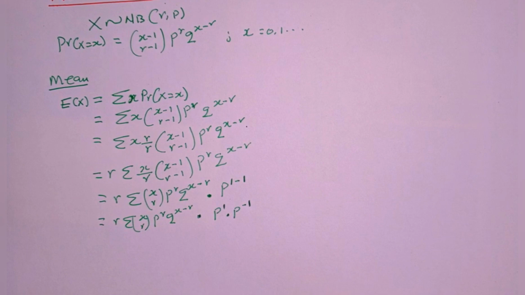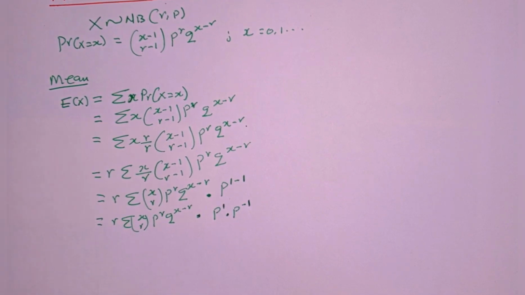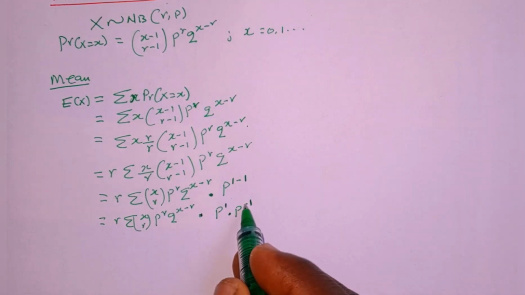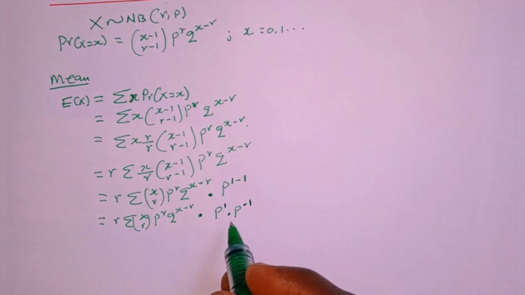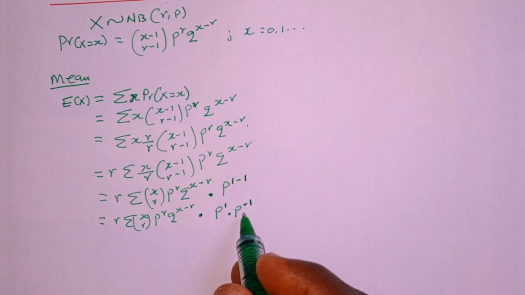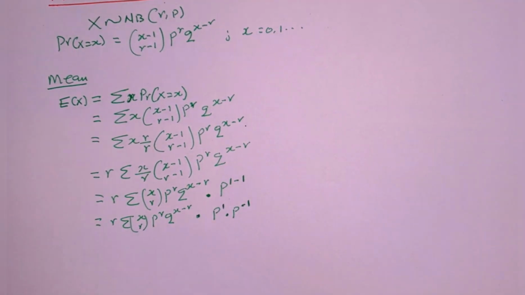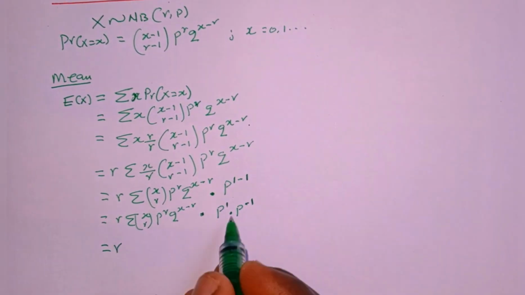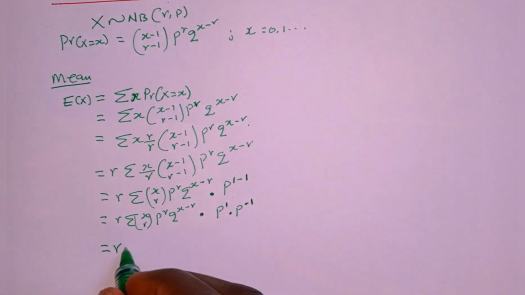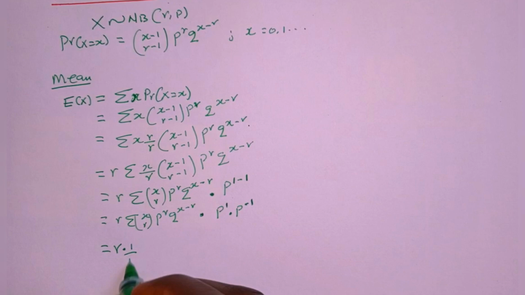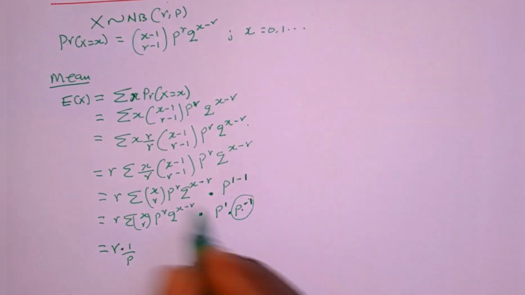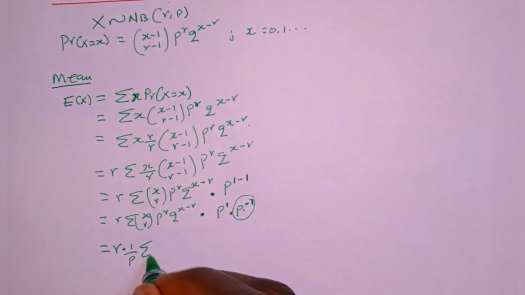It's still the same. Now, for a negative binomial, we're going to take this inverse, p raised to the power of minus 1, out. Do you know that p raised to the power of minus 1 can also be written as 1 over p? So we're going to take this out. So r, then if you take 1 over p out, it's going to be multiplied by 1 over p, which is the same as p inverse. What we just did is take this quantity out.